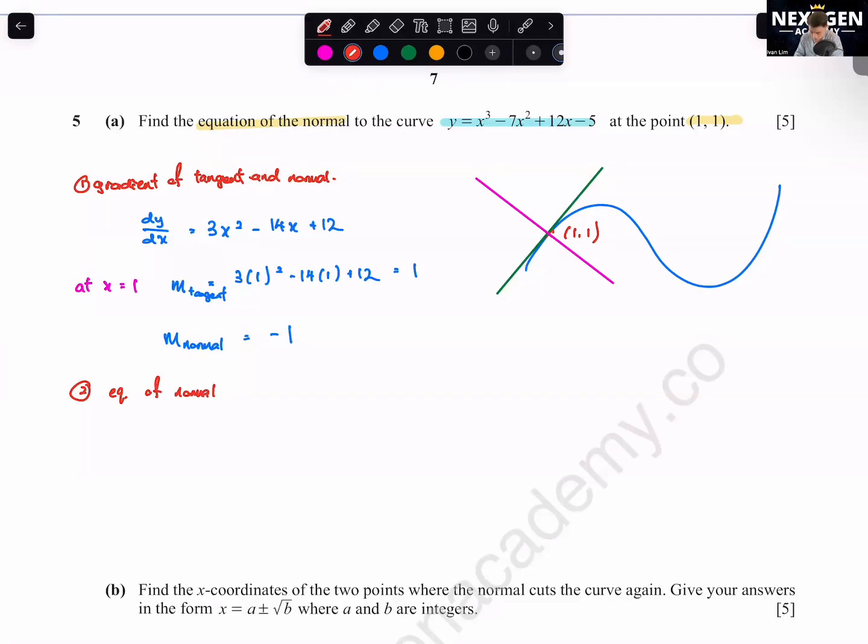So let's just use y minus y1 equals m times (x minus x1). We have the point (1, 1) and the gradient of the normal, negative 1. So y minus 1 equals negative 1 times (x minus 1). Here you get negative x plus 1, so y equals negative x plus 2. This is the equation of the normal.